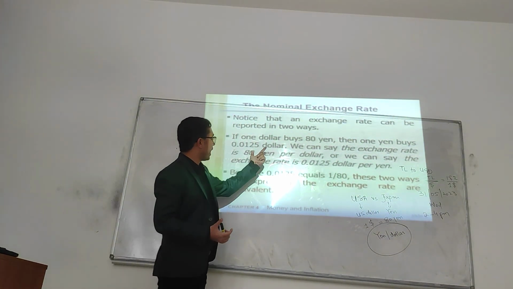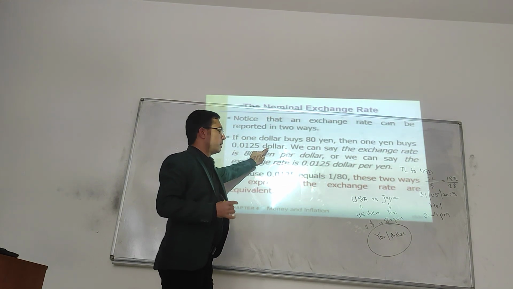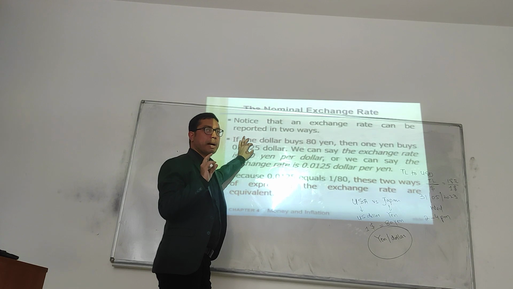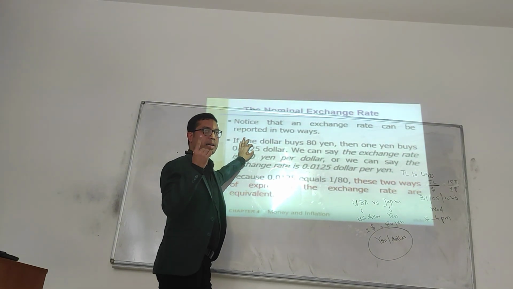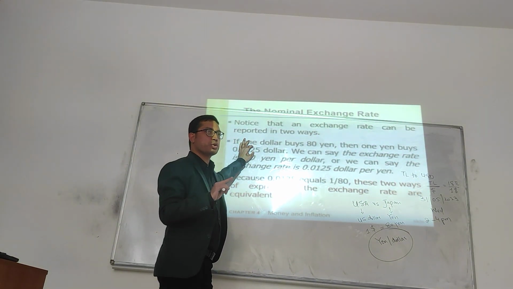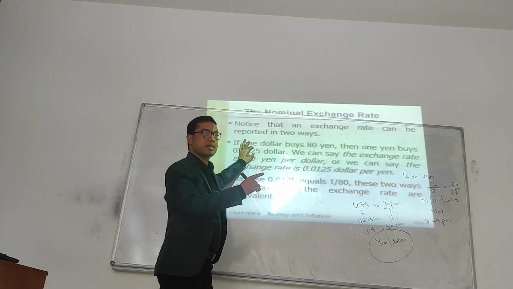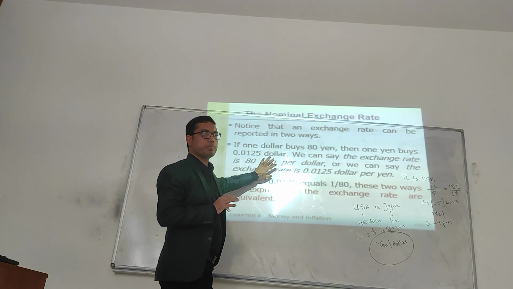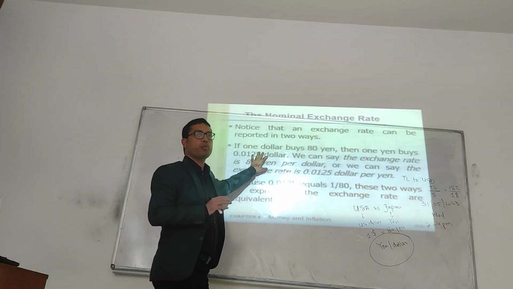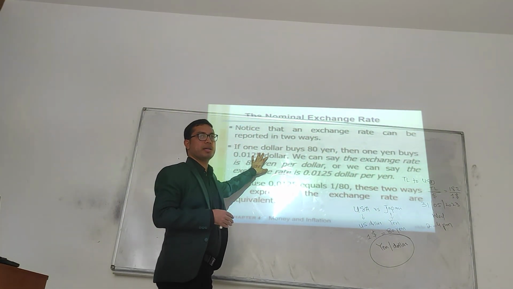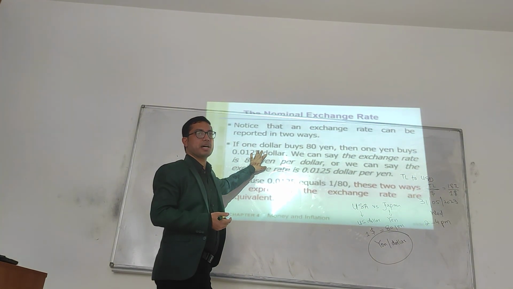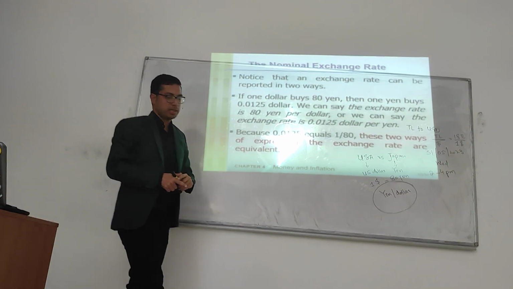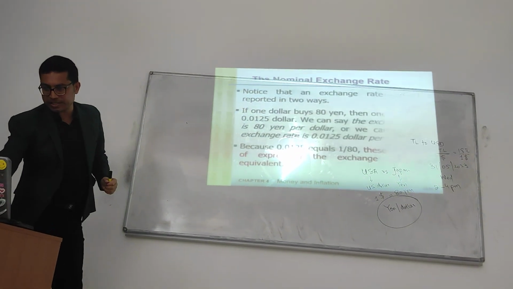So very simply, on one side, we are interested to know the amount of yen for $1. And on the other side, we are interested to know the amount of dollars for 1 yen. Otherwise, there is no difference. They are equivalent ratios, or equivalent price relatives, or price ratios. Is it clear? So this is the nominal exchange rate.